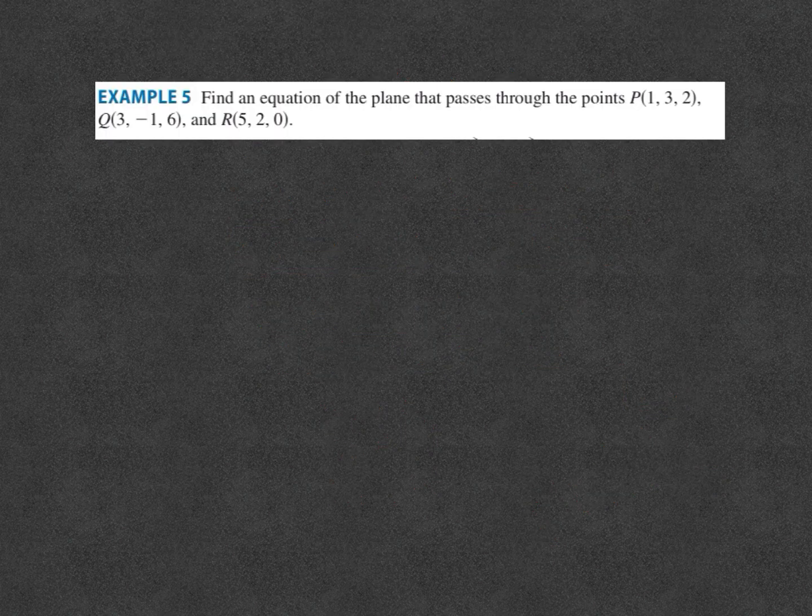This example says find the equation of the plane through points P, Q, and R. Now remember that we need a point on the plane, and we need a normal vector. So let's start with the normal vector. We can do PQ and PR. So let's do vector PQ. 3 minus 1 is 2. -1 minus 3 is -4. And 6 minus 2 is 4.